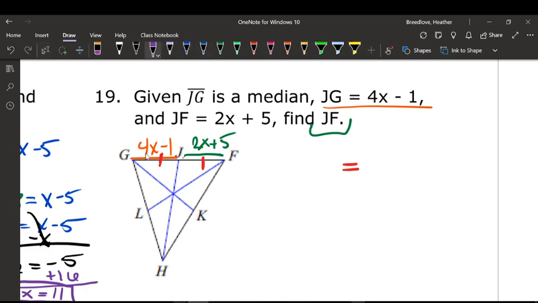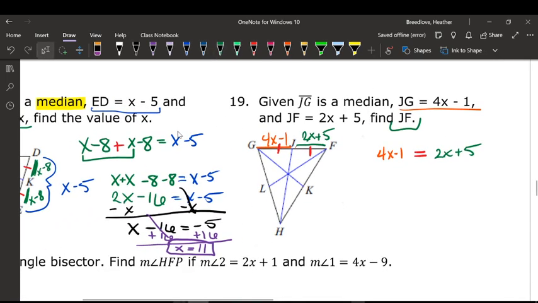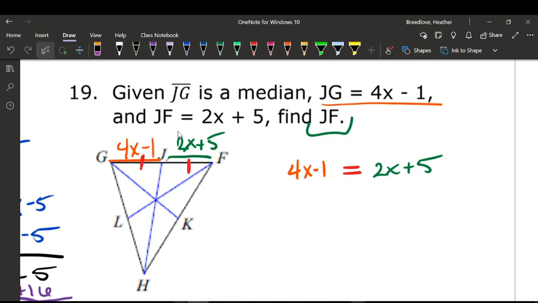Okay, so it's bisected, so it means that these two pieces are equal to each other. So that means that 4x minus 1 is equal to 2x plus 5. So you do have to be careful of what you're dealing with, because these are similar problems, number 18 and 19, but based on the given information, they're not set up the same. So make sure you pay attention to what you're dealing with.